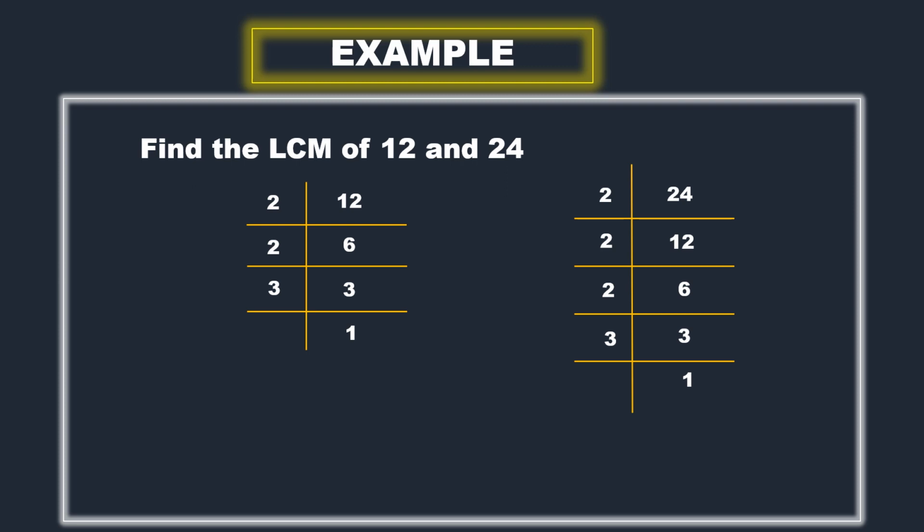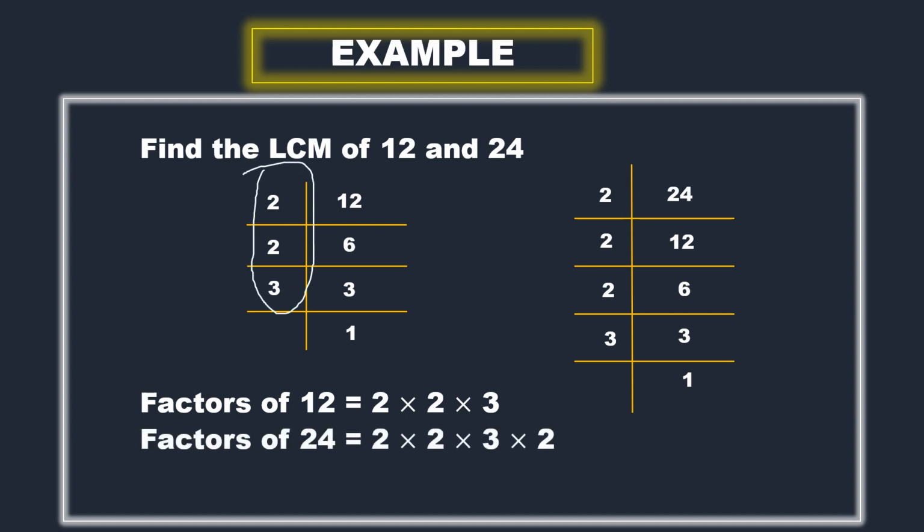Now first we should write the given numbers as a product of prime factors, right? So let me write that first. Factors of 12 equal 2 into 2 into 3, and factors of 24 equal 2 into 2 into 2 into 3. Now the next step is to pick out the common factors. What are the common factors between these two numbers? 2, 2 and 3.